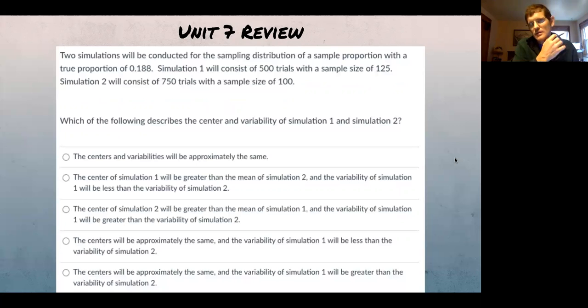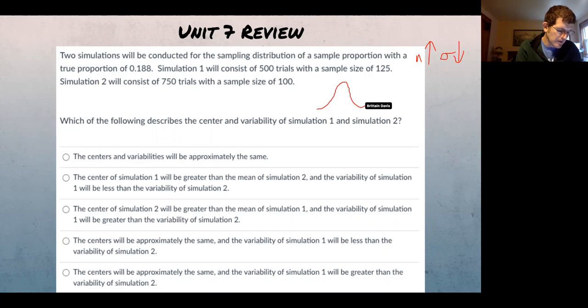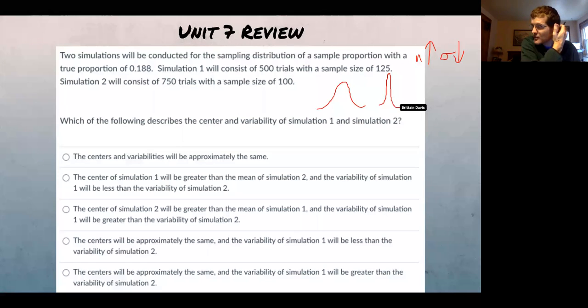Okay, 2 simulations will be conducted. We've got 500 trials and a sample size of 125. We've got 750 trials with a sample size of 100. So this is where we want to remember that the standard deviation is always inversely related to the sample size. The bigger your sample size, the smaller your standard deviation. Therefore, if you had a distribution that looked like that and you raised the sample size, it would be a lot narrower. I'm giving very extreme examples here.